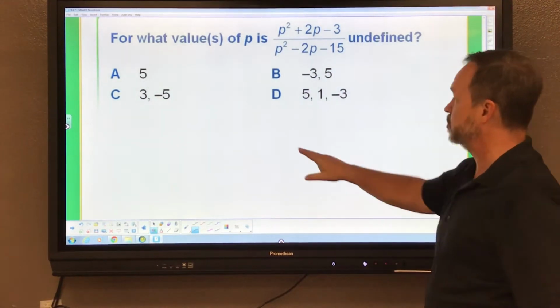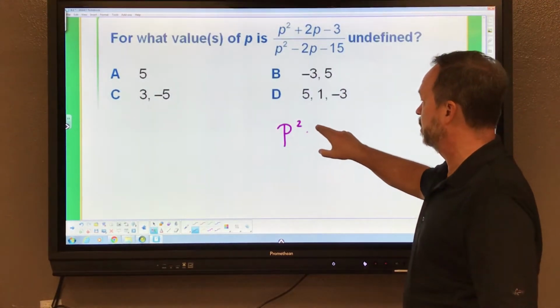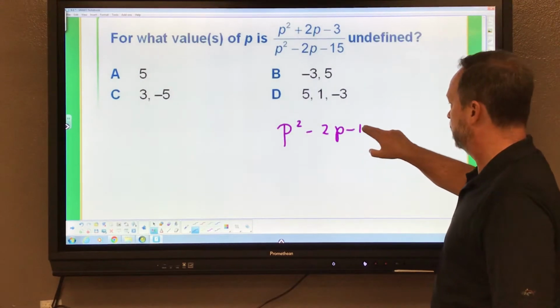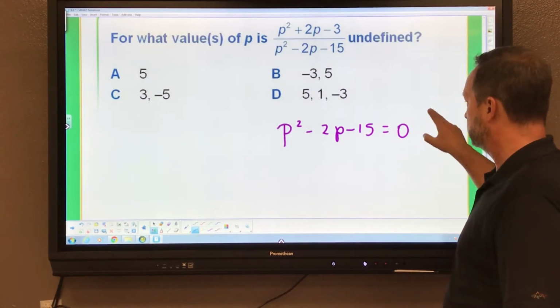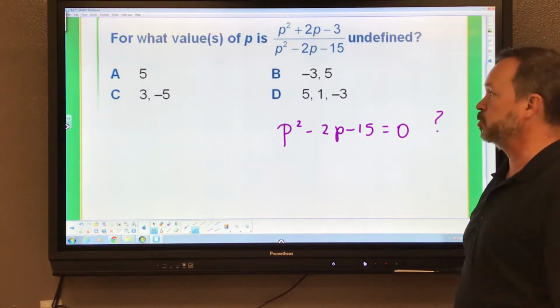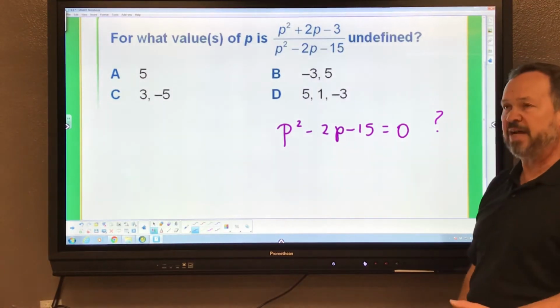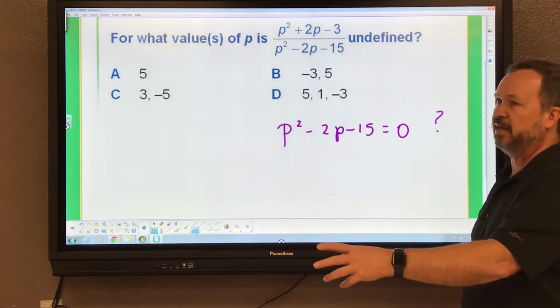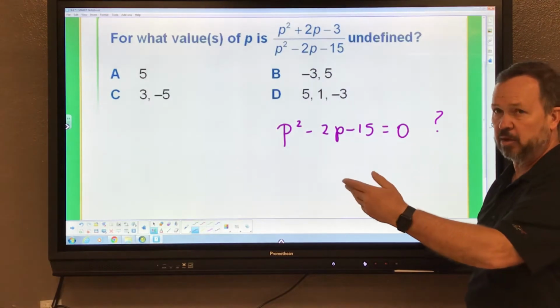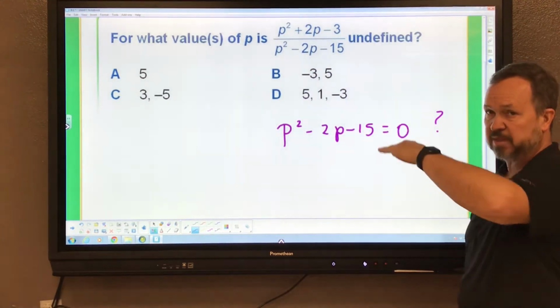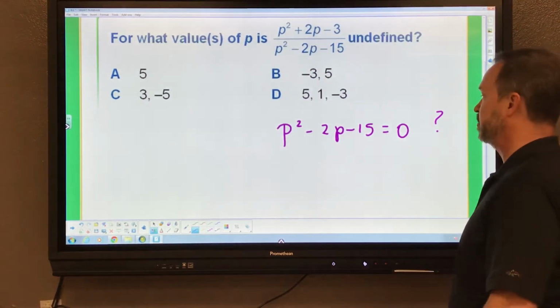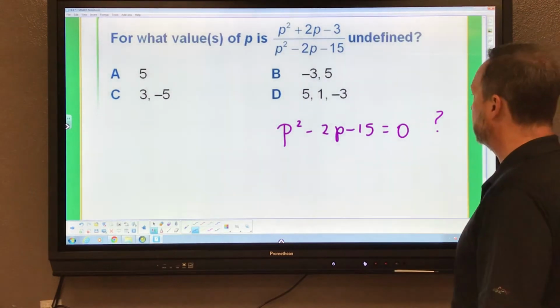So the question is, when is this equal to 0? You know, when does that happen? Because that's where it's undefined. Undefined means that P can't be that, because if it was, it would make the whole fraction a division by 0 fraction, and you can't do division by zeros.